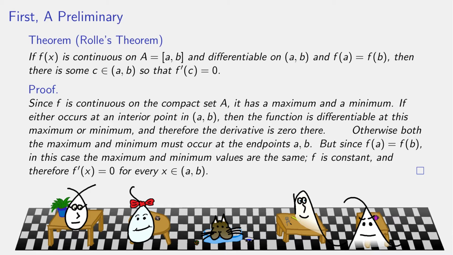The only way a function can have a maximum and minimum be the same value is if it's constant, and we already know that constant functions have 0 derivative everywhere, in which case pick any point inside you want. And we're done. Wherever the max and min happen, if it's inside the interval, there your derivative is 0. If both happen at endpoints, then your function was constant and the derivative was 0 everywhere. And that's Rolle's theorem.